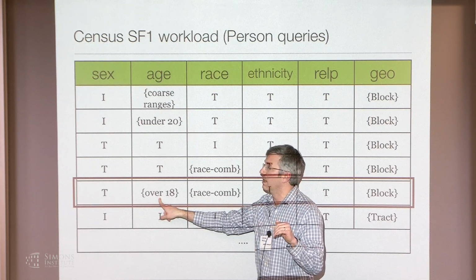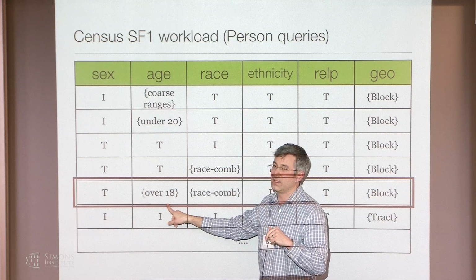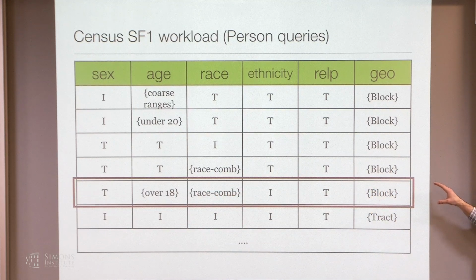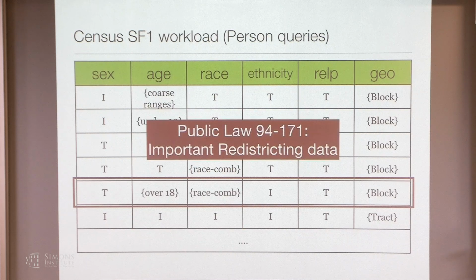Anybody have a hint at why this is an important tabulation? Voters. Voting. They're counting the ethnicity of voting age persons, which is really important for redistricting because it's the basis of the redistricting data. There's a special law that governs this. It's given out at special times, and it's important that it be accurate.